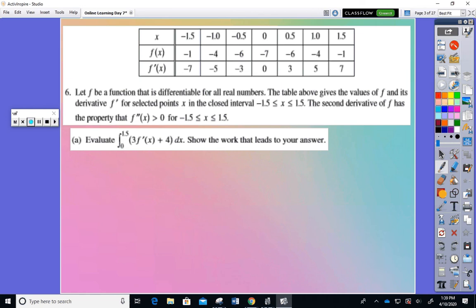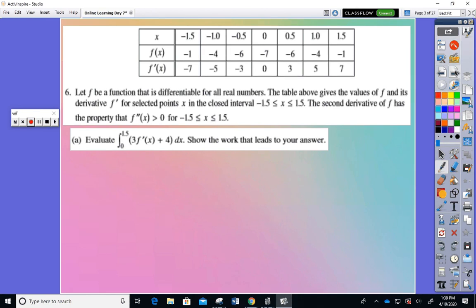Okay, so here's another one. And this was one where you spring from a table of values. So you're reading your information a little differently. Let f be a function that is differentiable for all real numbers, which just lets us know that we're going to have an f prime of x if we need it, maybe on another part of the problem.